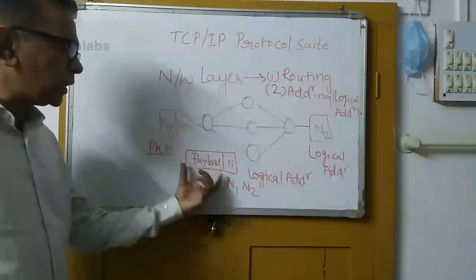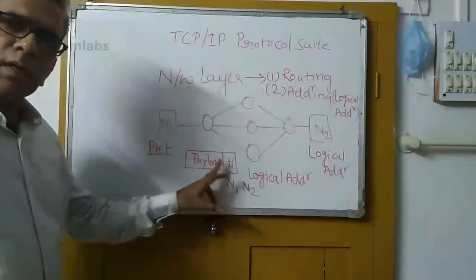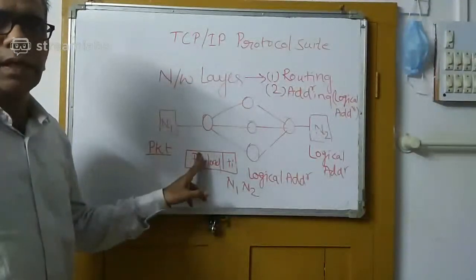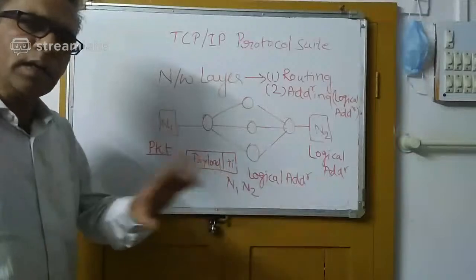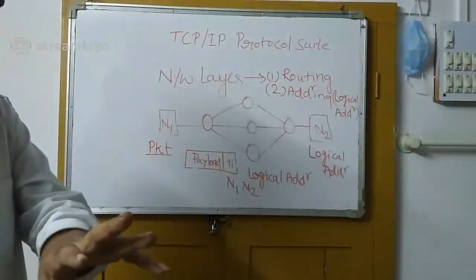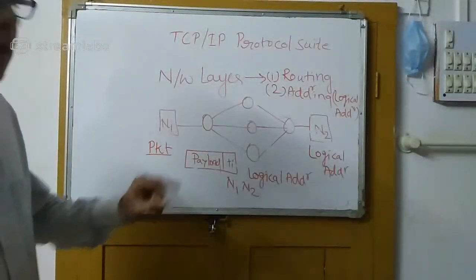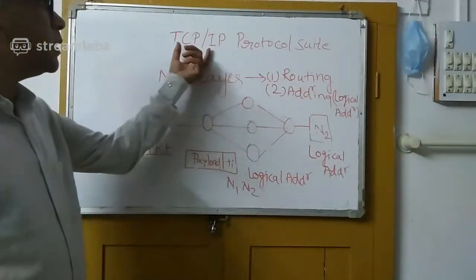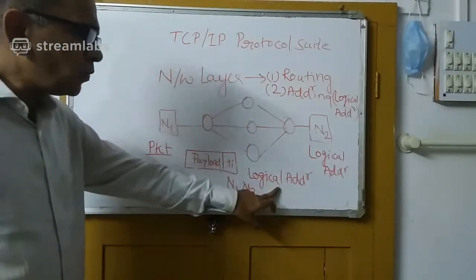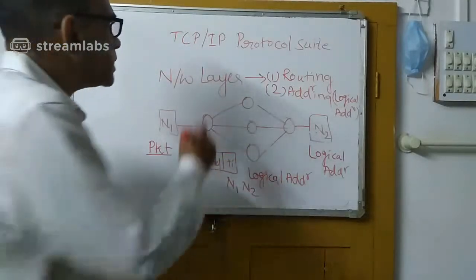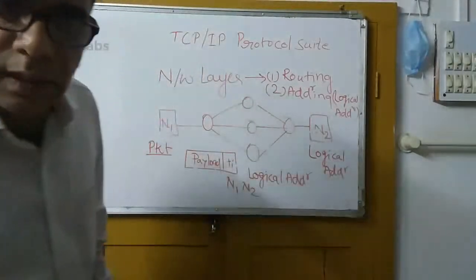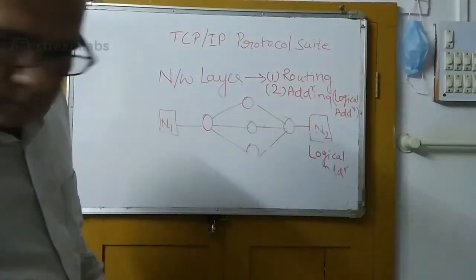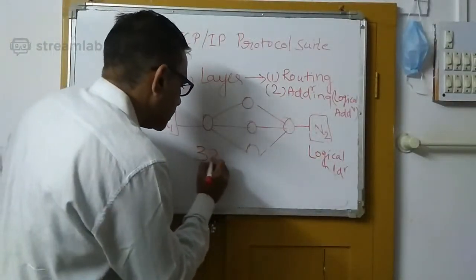As usual, a packet contains two parts. One is the header part, another is the payload part. Payload carries the data from the higher layer. The header part contains the control information which is needed for the network layer along with the logical address. Clear? In the TCP/IP model, the length of this logical address is 32 bits. How much is it? It is 32 bits.